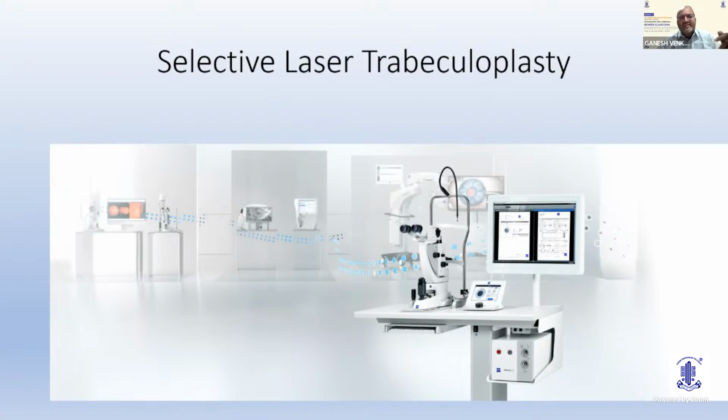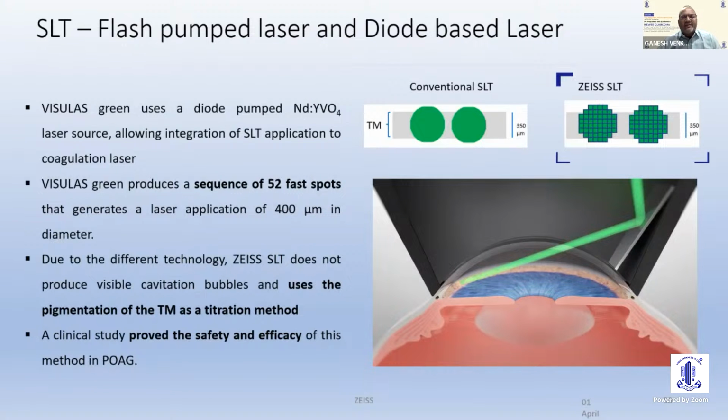Coming to the treatment modalities, now we have newer treatment modalities like the selective laser trabeculoplasty. Compared to the older versions of SLT, you now have the diode laser based SLT machines, which are very hardy. And instead of using an ND-YAG, they use a neodymium orthovanadate laser source, which is a diode pumped laser. The advantage of that is that the collateral damage is very less.